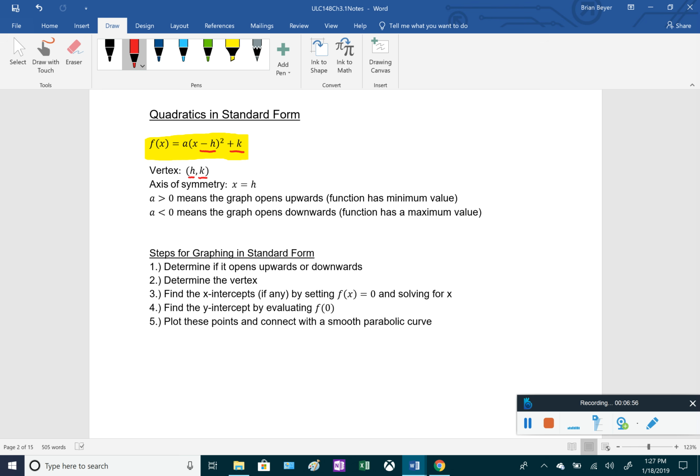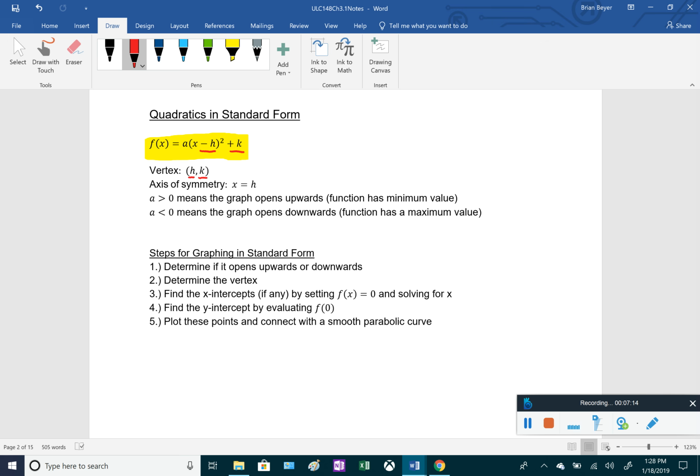So it's just as easy as looking at the function to find the vertex when it's in standard form. So this makes the axis of symmetry x equals whatever that x coordinate is, x equals h in this case. And as always, a positive opens upwards, a negative opens downwards.